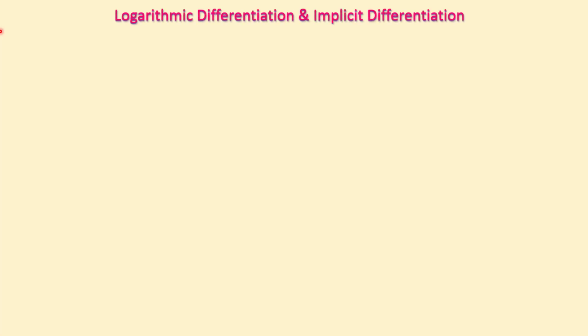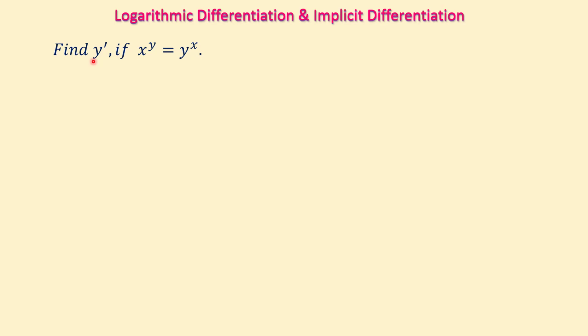Hello and welcome. In this video, I want to show you an example of logarithmic and implicit differentiation. Find y prime if x to the y equals y to the x. We are given a relation and we are asked to find y prime.